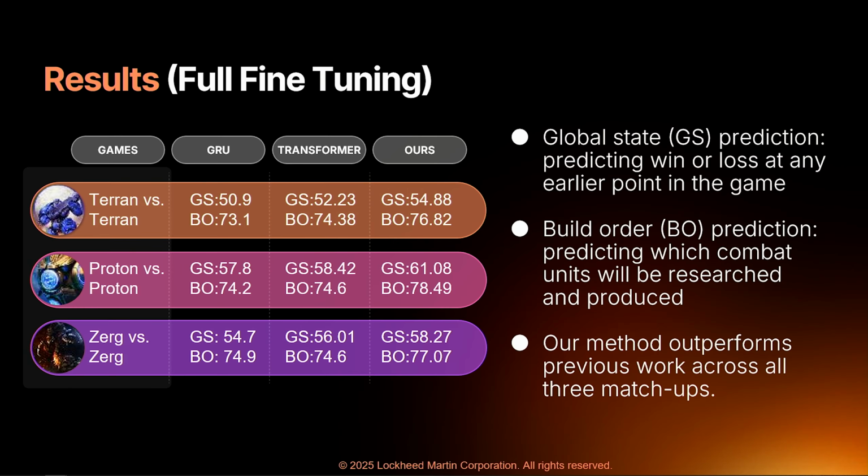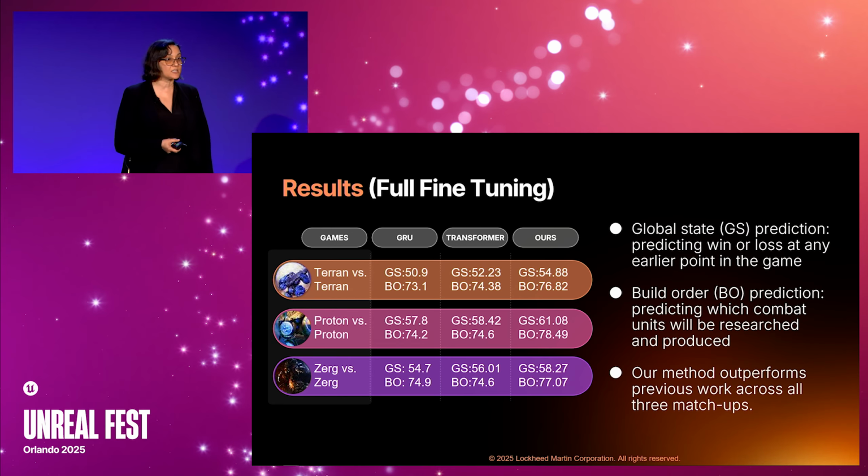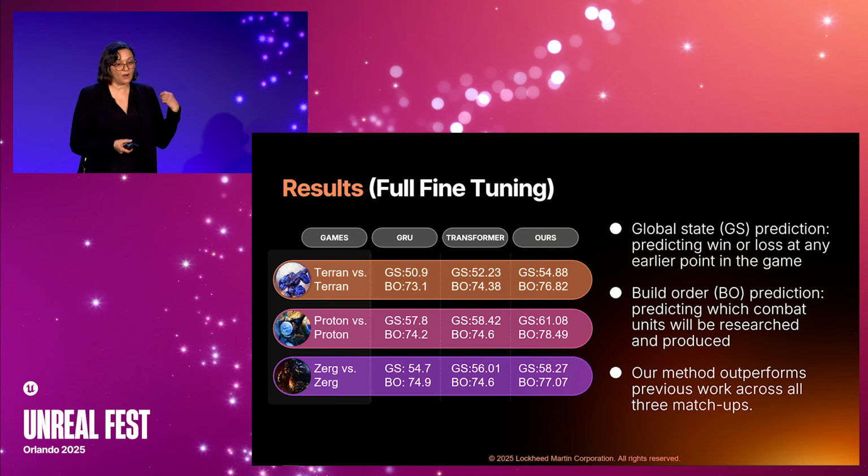So then we look at results. One nice thing about this kind of problem that's very different from our work with Lockheed is that it's much easier to evaluate, because we're looking at a couple of things. First of all, is the model good at predicting global state? Are we good at predicting and generating build orders? So we compared our LLM generation system versus a gated recurrent unit model, a simpler transformer, a non-large language model transformer, and our model.